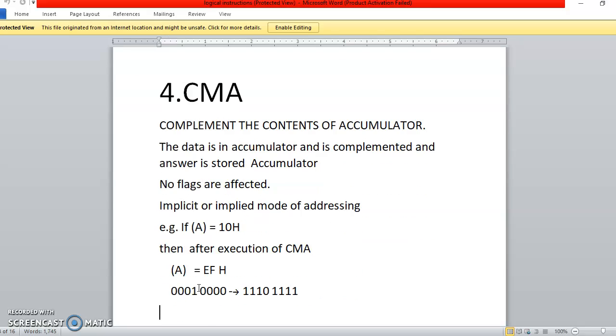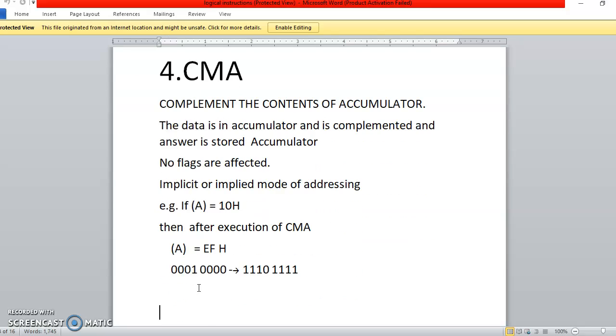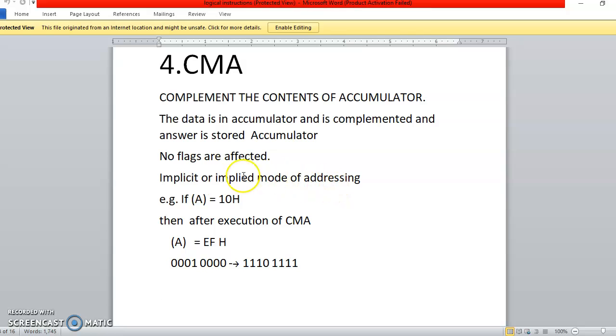Now the next instruction is CMA. It acts as a NOT gate. Usually when you want to invert the input, we use the CMA instruction. In this case, the number is assumed to be in the accumulator, and the accumulator contents will be complemented. The answer will be stored in the accumulator. No other flags are affected. None of the flags are affected with this particular instruction. And the addressing mode of this instruction is nothing but implicit or implied mode of addressing.